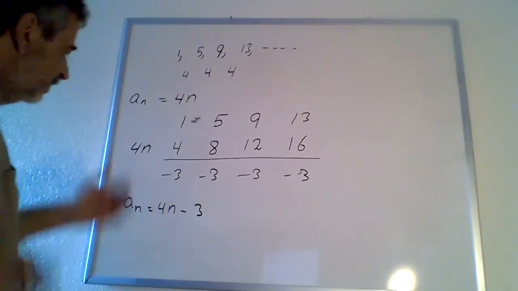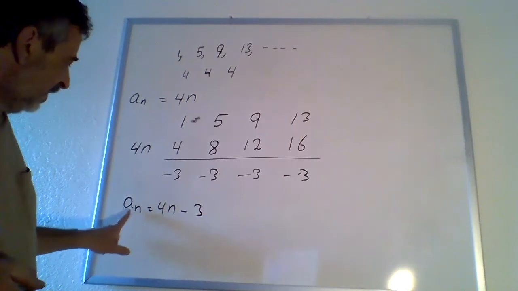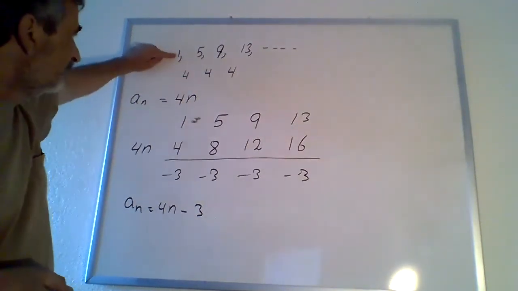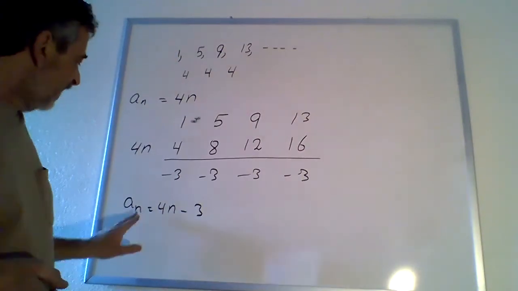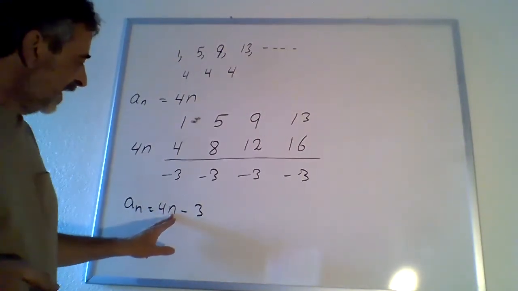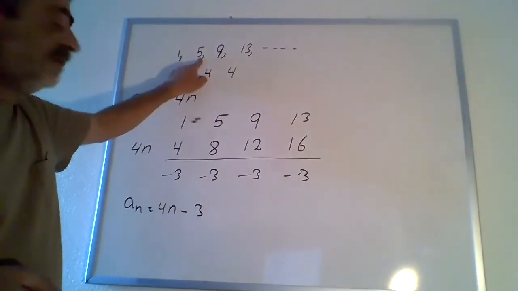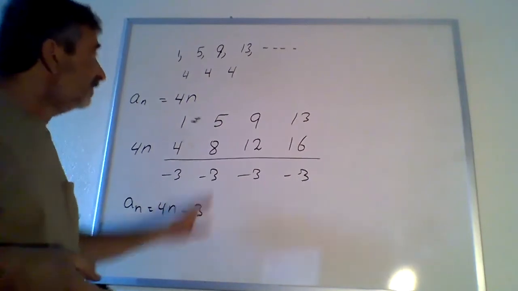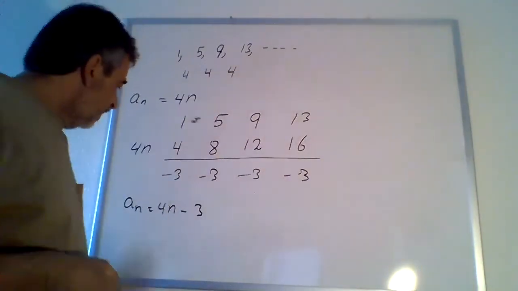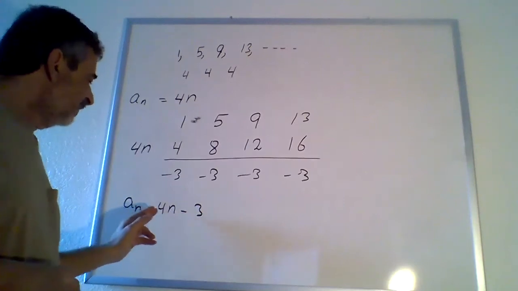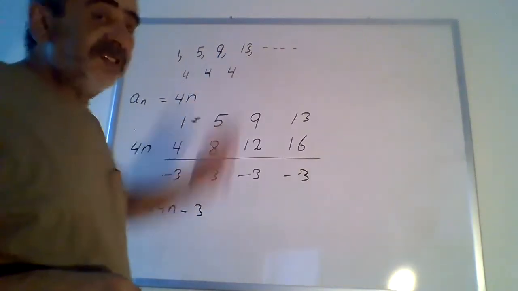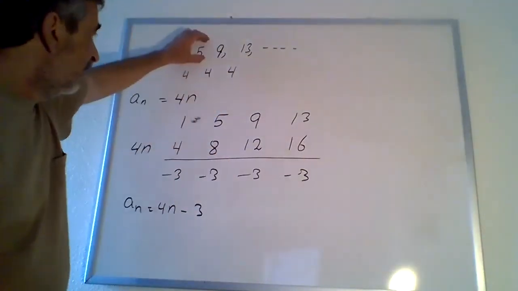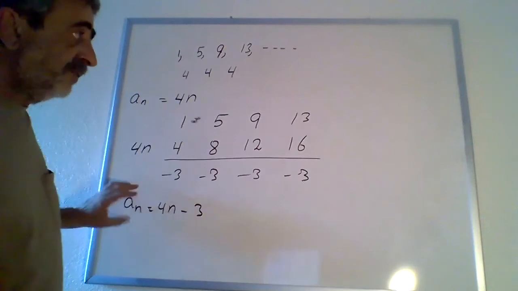How do I check that? Well, let's see what a_1 would be. If I put 1 for n, 4 times 1 is 4, minus 3 is 1. That's the first term. If n is 2, 4 times 2 is 8, 8 minus 3 is 5. That's your second term. Then 4 times 3 is 12, 12 minus 3 is 9. That's the third term. And a_4 would be 16 minus 3, which is 13. This is basically the sequence represented by an nth term.